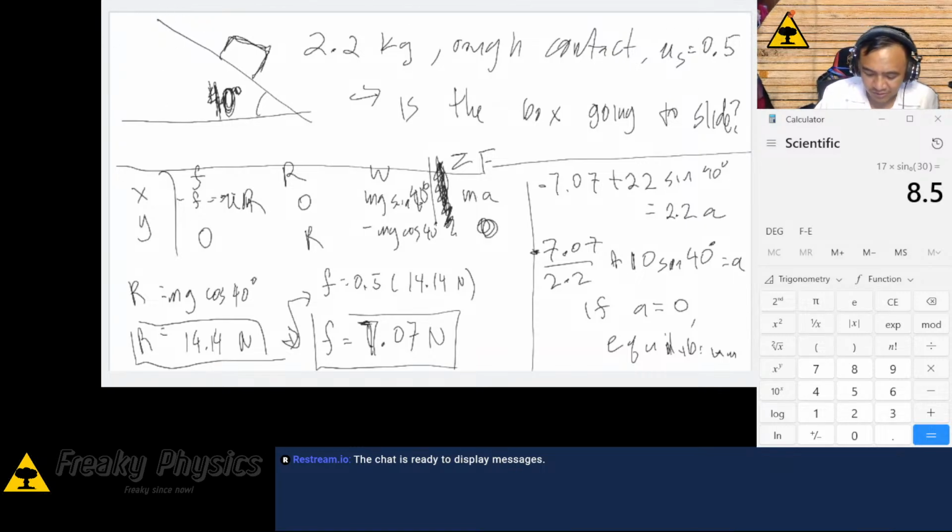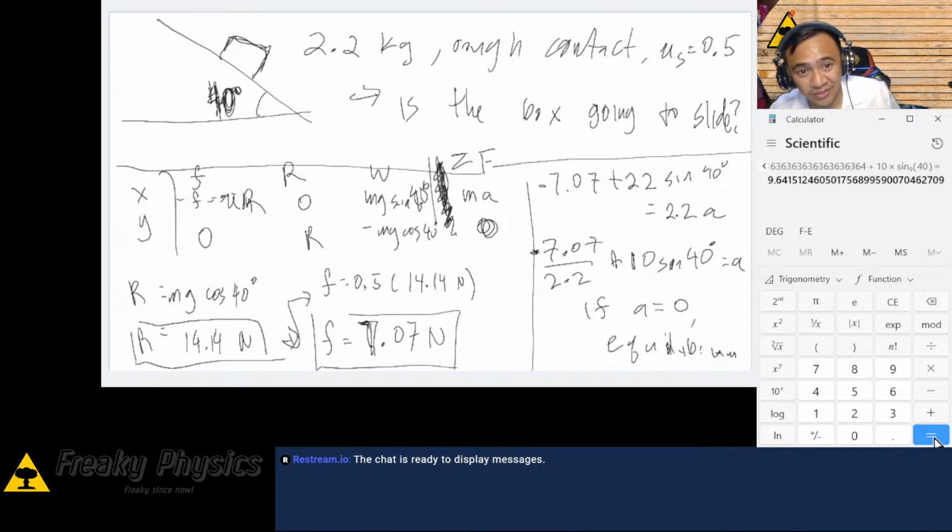7.07 divided by 2.2. That's gonna give us that much. Then plus 10 times sine of 40 degrees. Take the sine of that. Boom. Acceleration is not 0. So the object is going to move. The box is gonna slide.